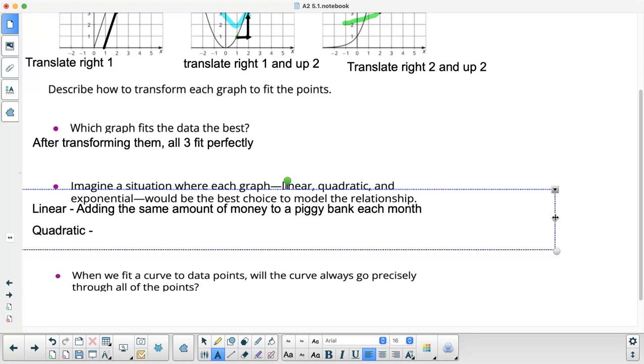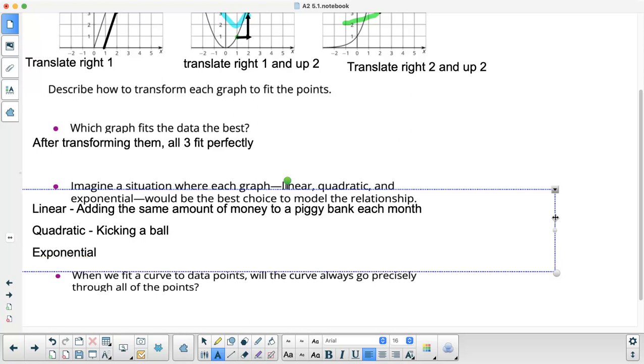Quadratic. Oh, I would say maybe a ball, right? Because when you kick a ball, it's going to take a parabolic shape. And then exponential, I would say, investing money into an account that grows exponentially. Okay, compounded interest, those we all know go up.